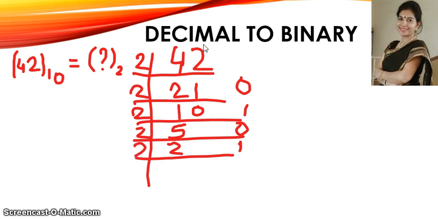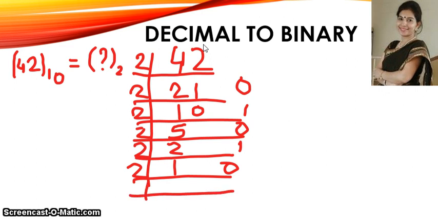Then dividing it with 2, the quotient will be 1 and the remainder will be 0. Then dividing with 2, the quotient is 0 and the remainder is 1. So we have divided the number by 2, that is the base, and we have divided till the quotient becomes 0.